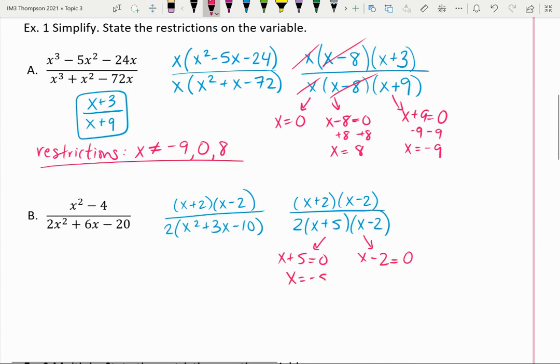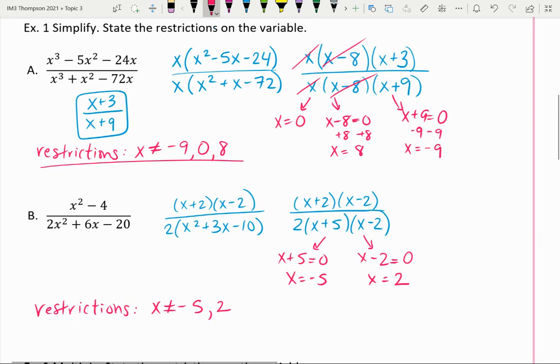So I would have x plus 5 is equal to 0 and x minus 2 is equal to 0. So I get x is equal to negative 5 and x is equal to positive 2. But those are the restrictions. So even though I'm writing that's what they're equal to, it's actually what they're not equal to. X cannot be negative 5 and cannot be 2.